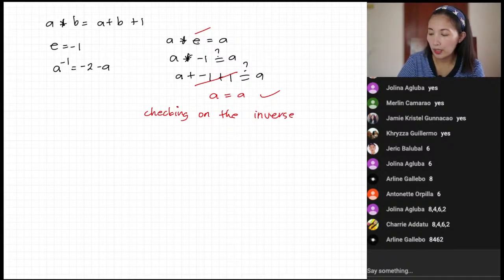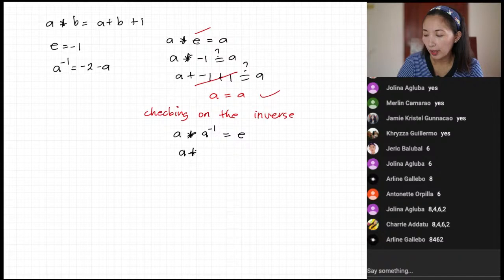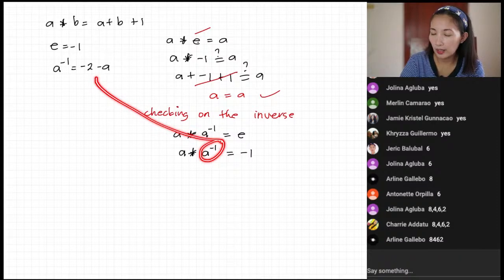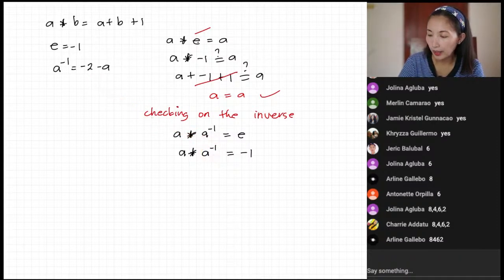Okay, so by inverse, we mean when A is multiplied to its inverse, the result should be E, the identity element. So, when A is multiplied to A inverse, it should be equal to negative 1. But what is this? We found it to be this. Okay, negative 2 minus A. So, A star negative 2 minus A, is it equal to negative 1?